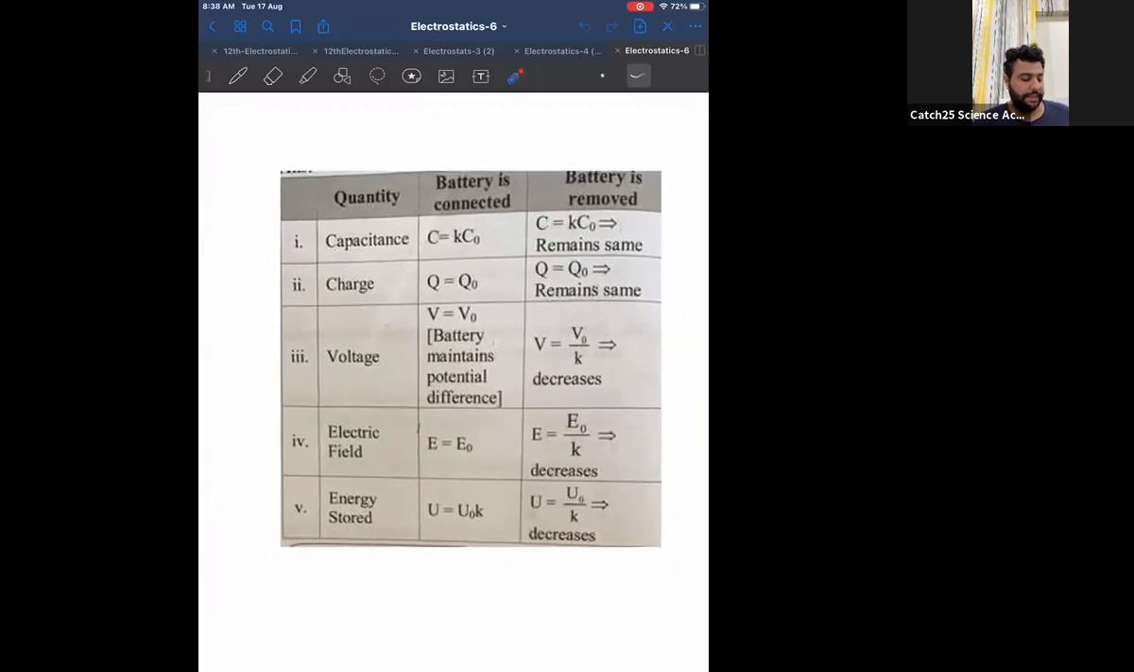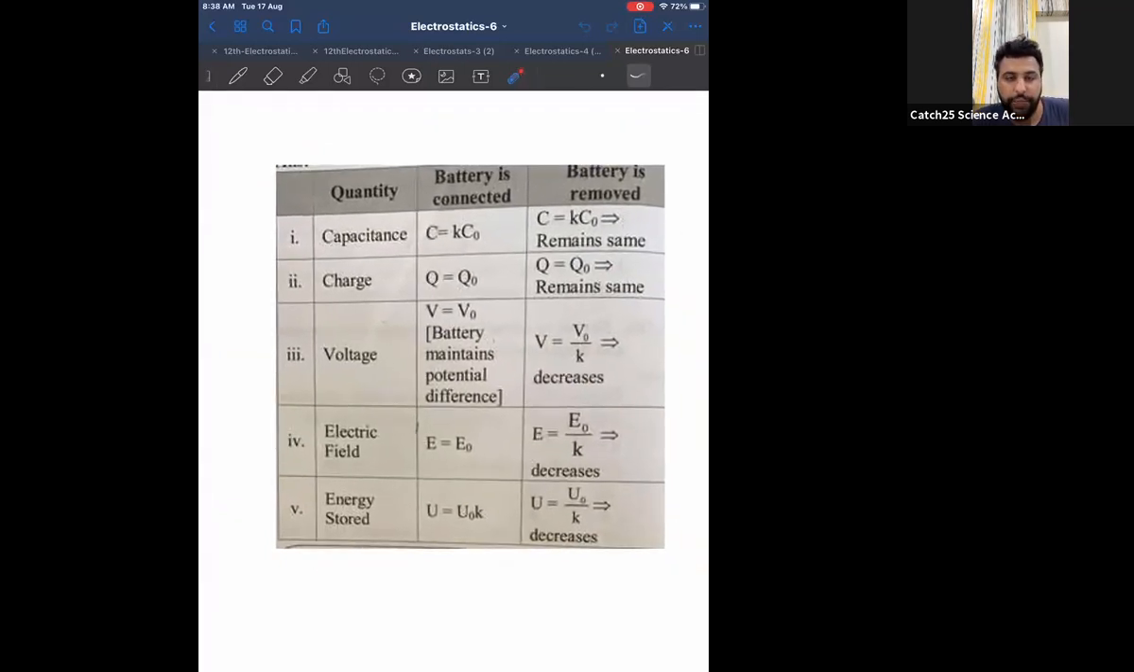Now, this is a very, very important table, again from an MCQ point of view. See here, they will say what happens to the capacitor when the battery is removed, or what happens to the capacitor when a battery is connected. So what happens to capacitance, charge, voltage, electric field, energy stored? Just look at this. When a dielectric is introduced, capacitance always becomes K times, either when battery is connected or when battery is removed.